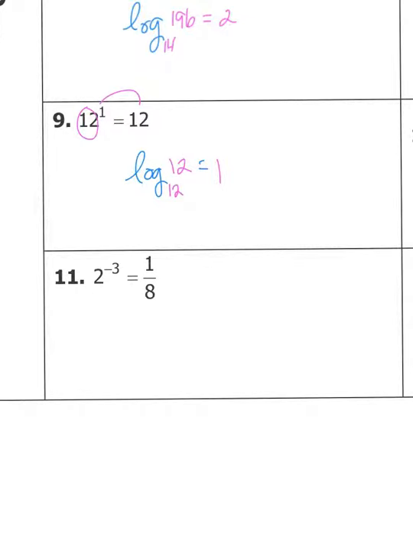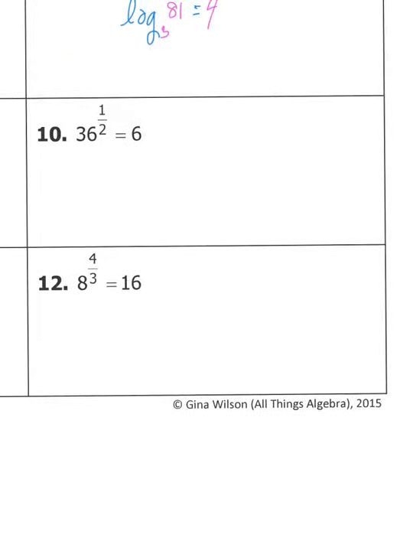And you're going to find out when we do properties later this week that anytime you have a base that agrees with the argument, the value will always be 1. So if I have log base 5 of 5, the value will be 1. Log base 36 of 36, the value will be 1. And then number 10, don't let that fraction bother you. We're still going to do log. This is our base. And then we're switching these two. So log base 36 of 6 is equal to 1/2.